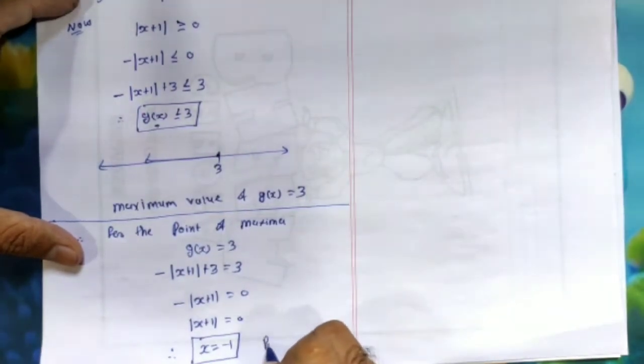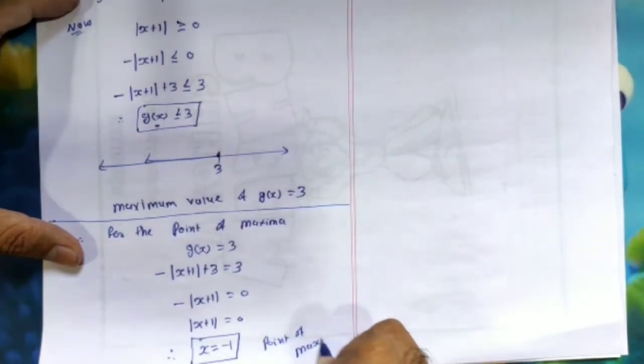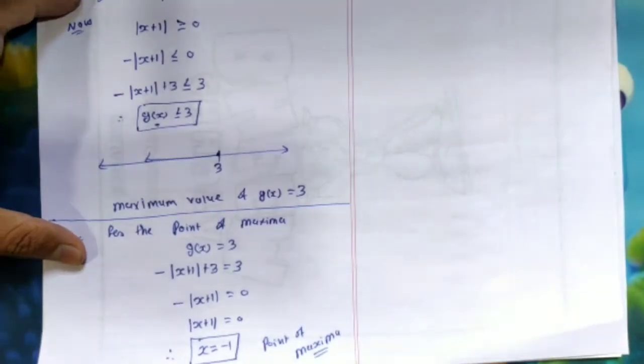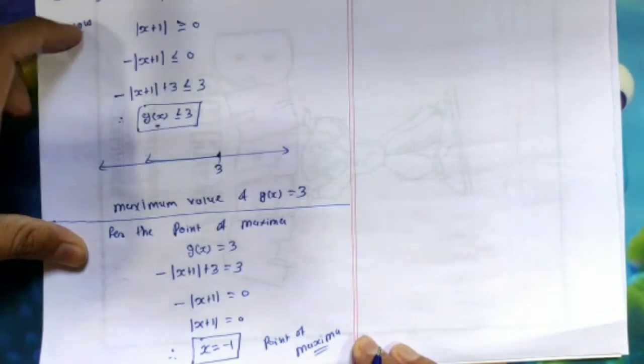So this is nothing but the point of maxima. This is the point of maxima for this value of x. For x equal to minus 1, our function will attain the maximum value.